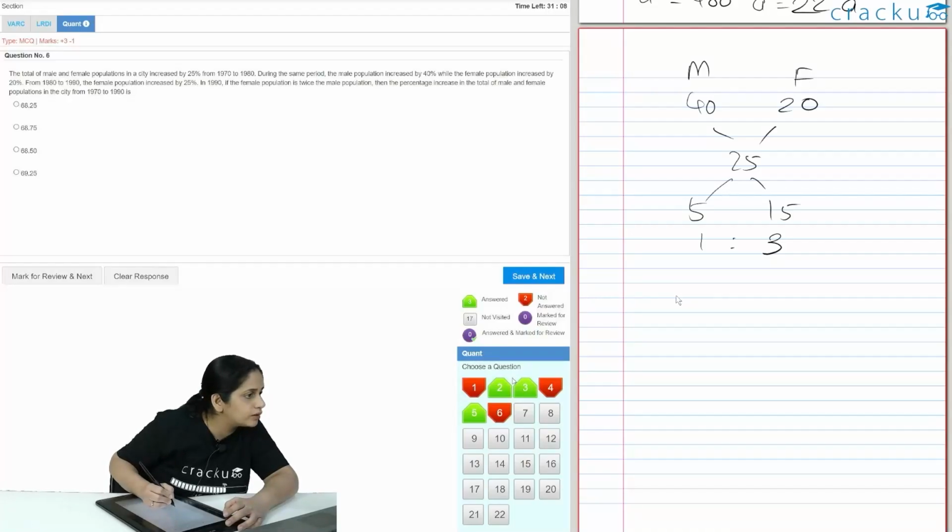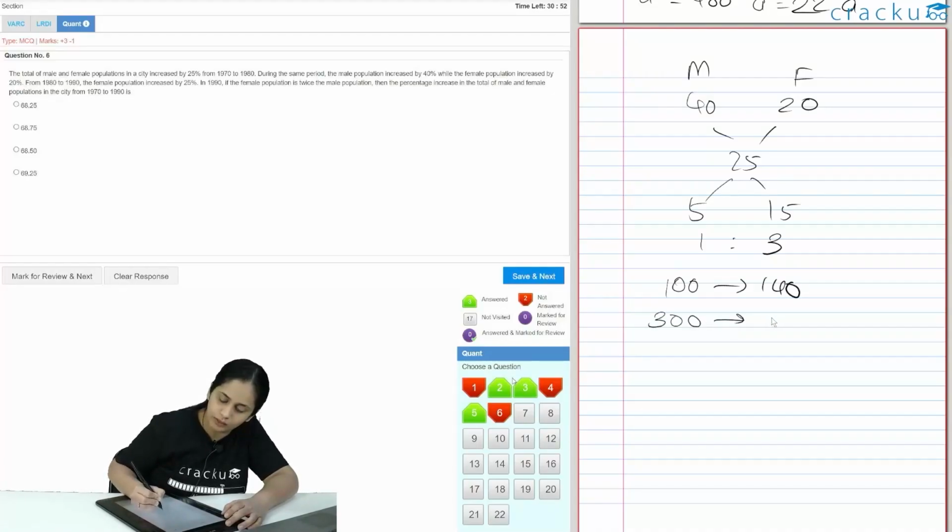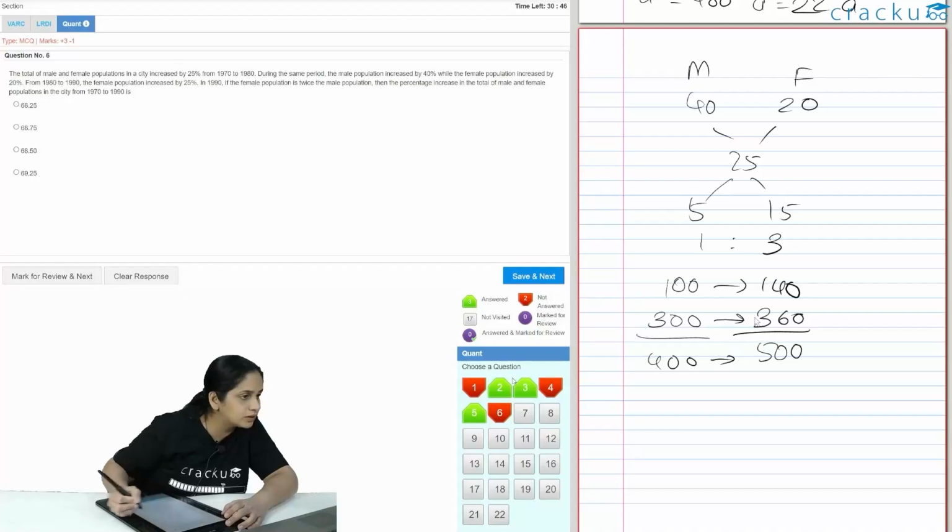40% while the female increase. Is that right? Even for percentage increase, I'm not sure. I think so. So basically, if there were 100 males, they became 140, and if there were 300 women, they become 20%. So this becomes 360. This becomes total of 500. So from 400, yeah. So this works out.